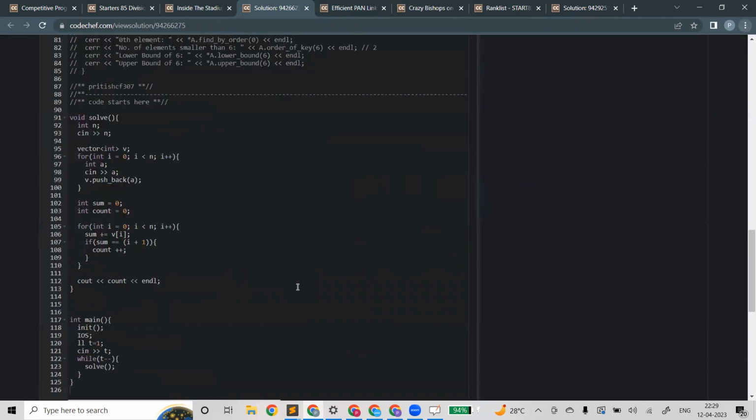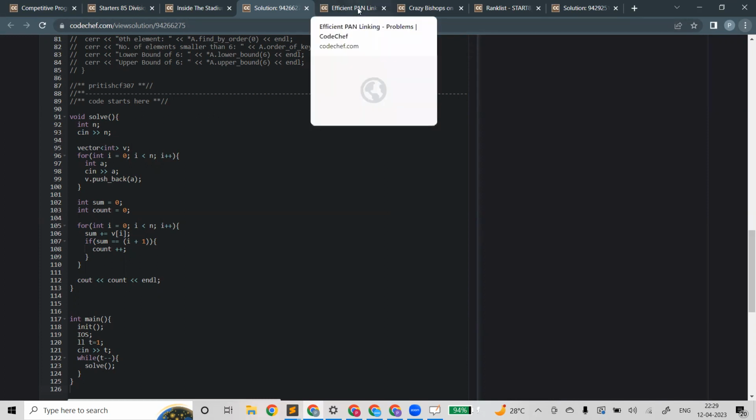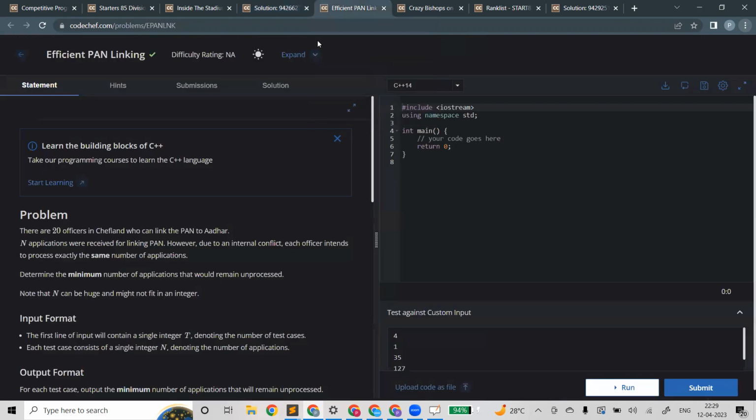So here is the submission. Can everyone see the solution? Here, I have taken everything in a vector and I have summed it up. And if the sum is equal to the balls, that is i plus 1, then count plus plus. And I have printed the count. Is it clear to you all? Do you have any kind of doubt in it? No. So that's it, then let me move to the next one.